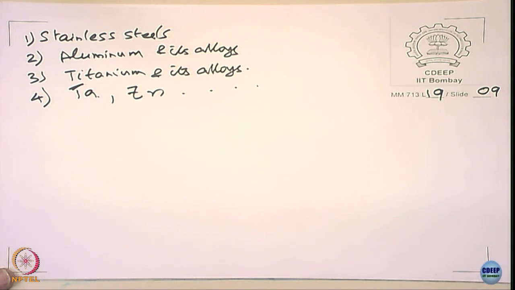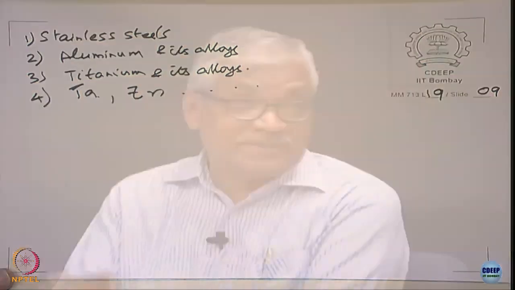We have seen the Pourbaix diagram. It is not necessary that stainless steel can passivate in all cases, not necessarily, but predominantly, yes. From the engineering point of view, these metals exhibit passivation.